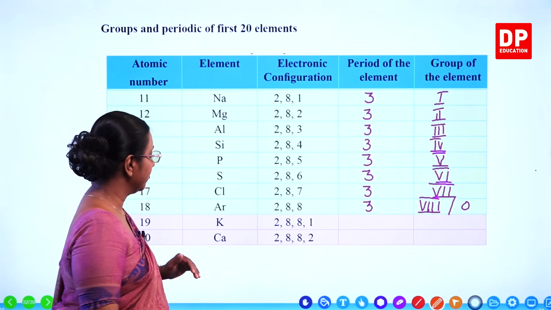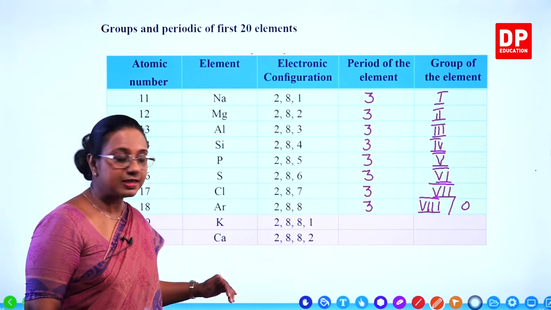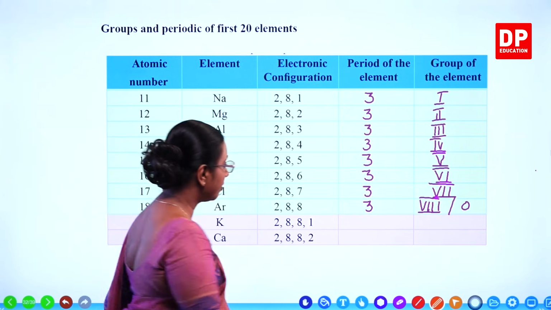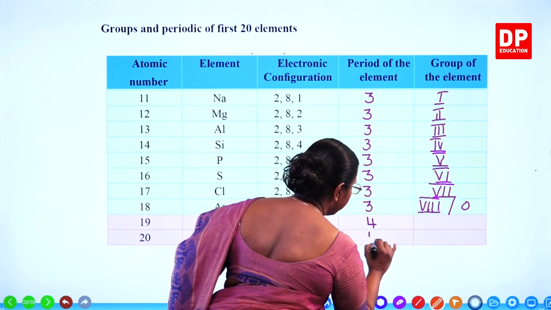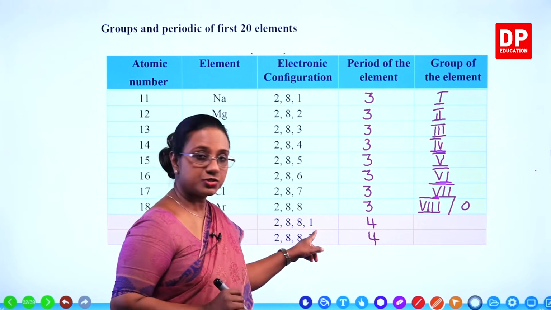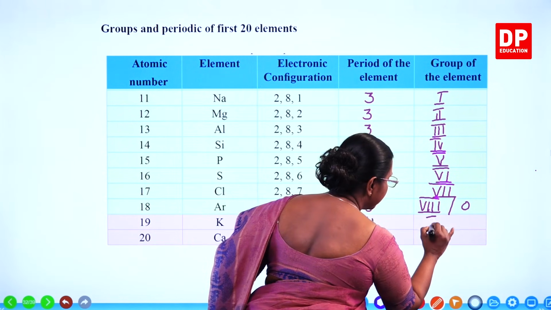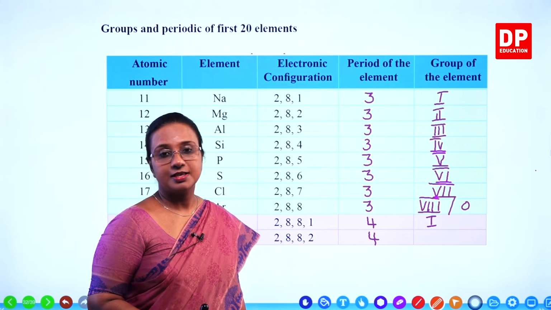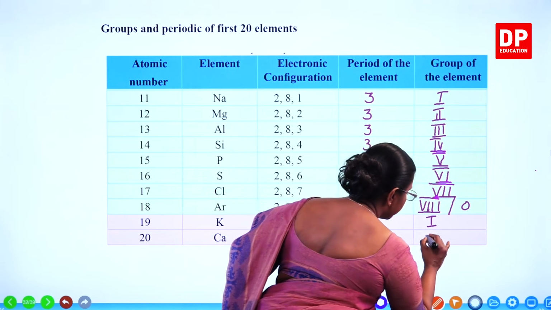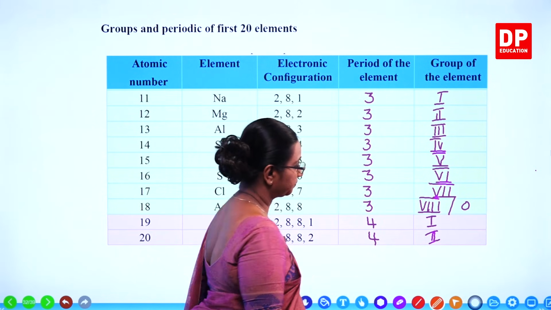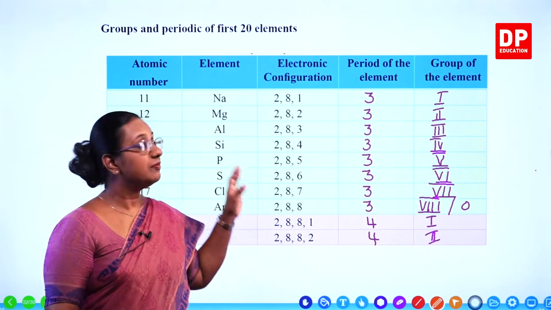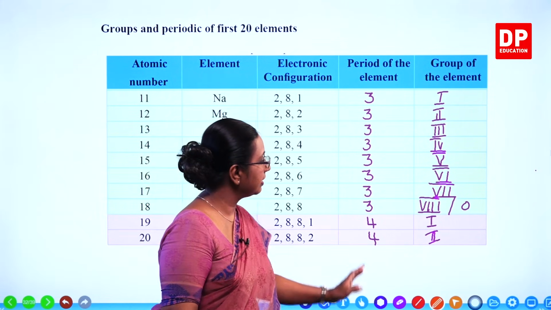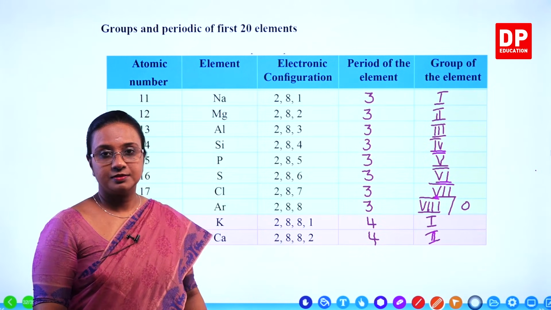The last two elements, potassium and calcium, they both have 4 energy levels containing electrons. So, they both belong to period 4. Potassium has only 1 electron in the valence shell, so group 1, and calcium has 2 electrons in the valence shell, so this goes to group 2. Now, we have divided the first 20 elements into their periods and the groups.